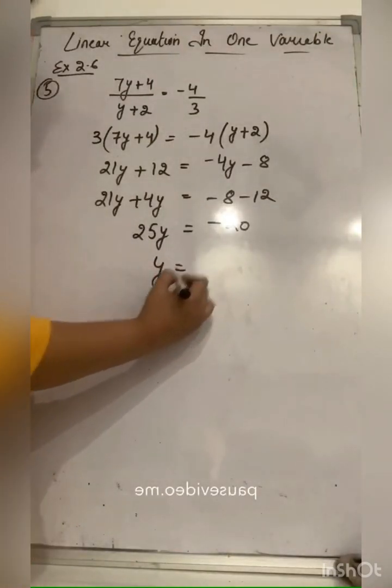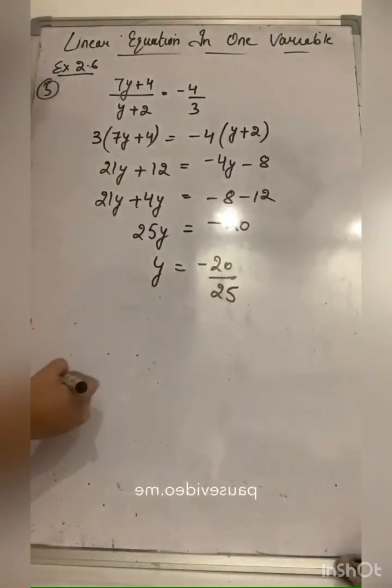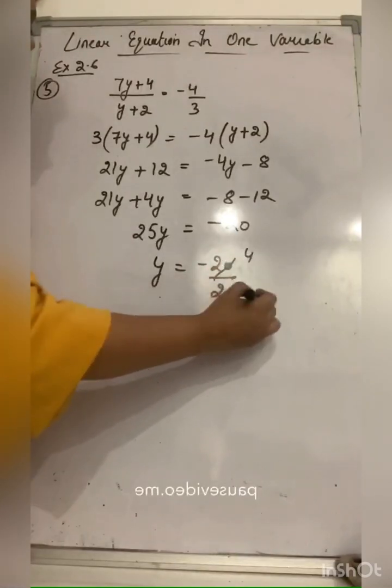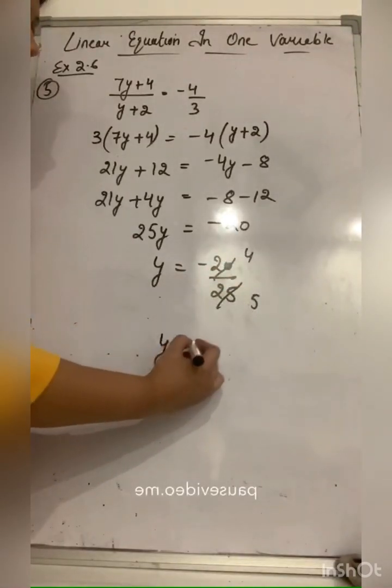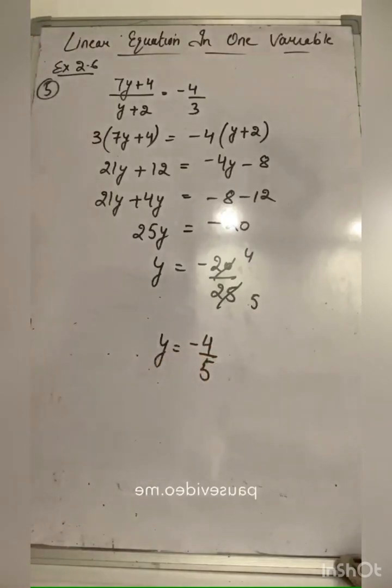25y is equal to minus 20, so y is equal to minus 20 divided by 25. 5 4s are 20, 5 5s are 25. So the value of y is minus 4 by 5.